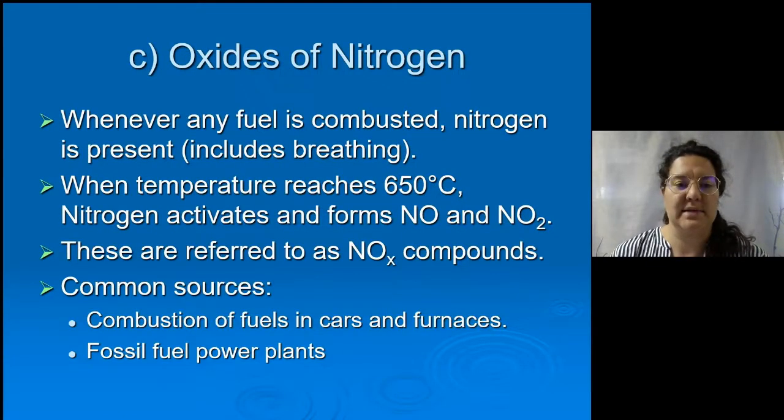Whenever any fuel is combusted, nitrogen is present because nitrogen makes up about 78% of the air. When the temperatures reach 650 degrees Celsius, nitrogen activates and forms compounds with oxygen called nitrous oxide and nitrogen dioxide. And they're going to be referred to as NOx compounds because they'll have varying amount of oxygen. So some common sources of nitrogen and oxygen compounds are the combustion of fossil fuels in cars and furnaces, as well as fossil fuel power plants, because the combustion occurs at a very high temperature.